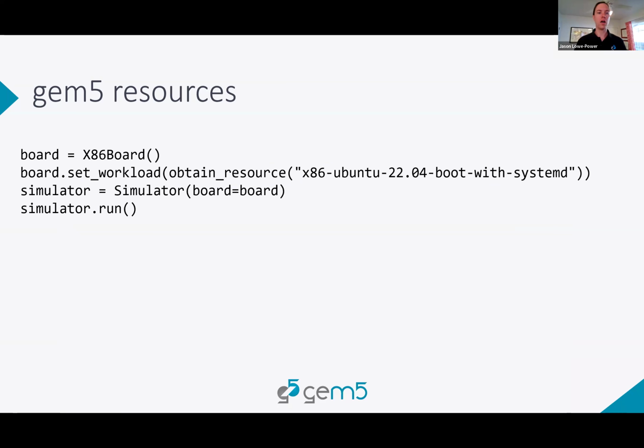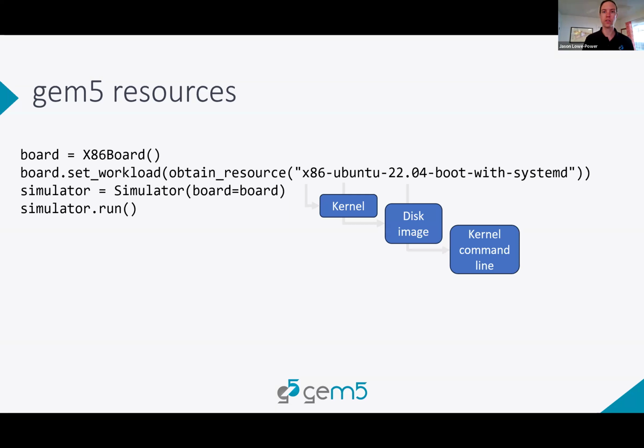So for example, we were working with the x86 Ubuntu 24.04 boot. Within this obtain resource, everything you need is kind of magically in here. It has the kernel, which I think is 5.15, maybe 6.15, I don't know. It has the disk image, which contains all of the stuff that you need on the disk, Ubuntu in this case, along with any kind of workloads you might want. It has the kernel command line, so the right commands to use to boot the kernel. And it has a script that you want to run after it's booted.